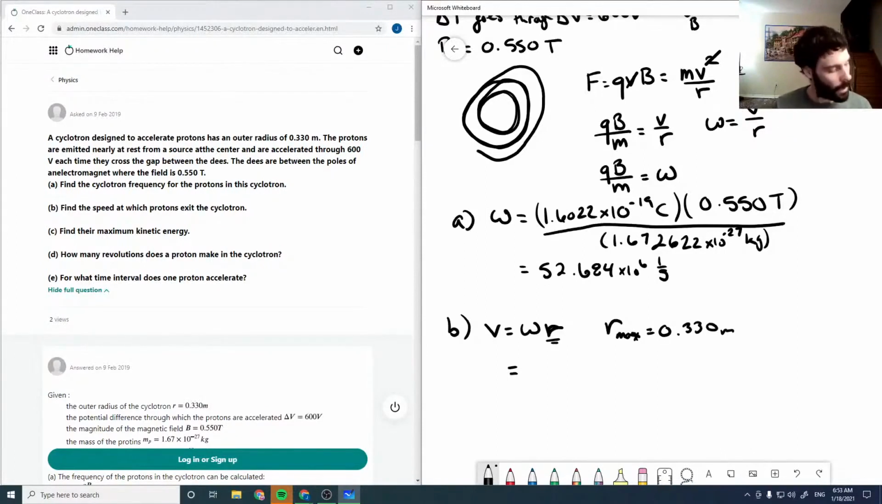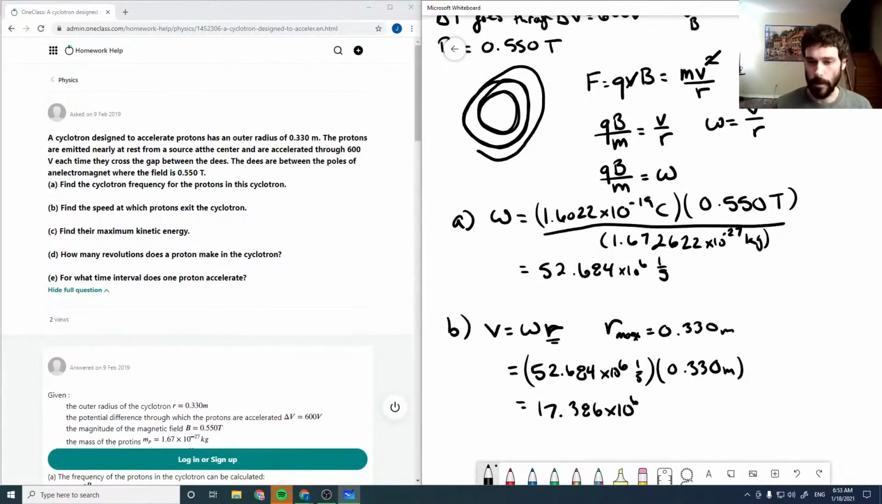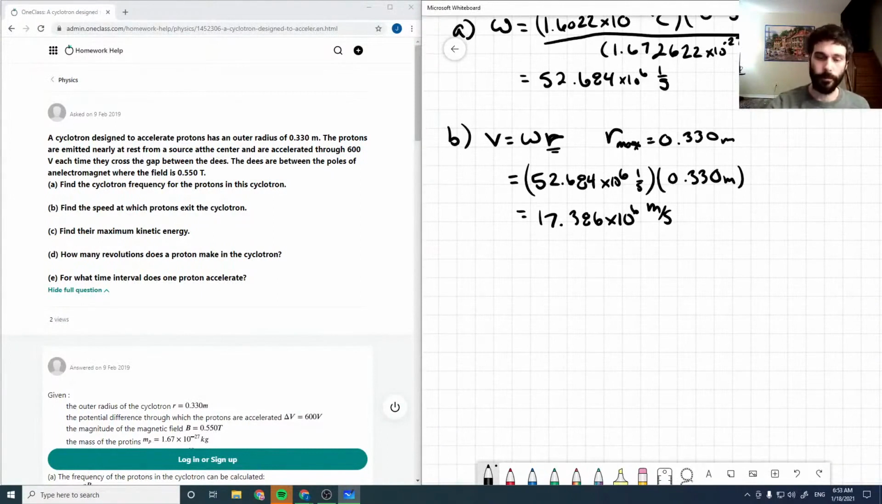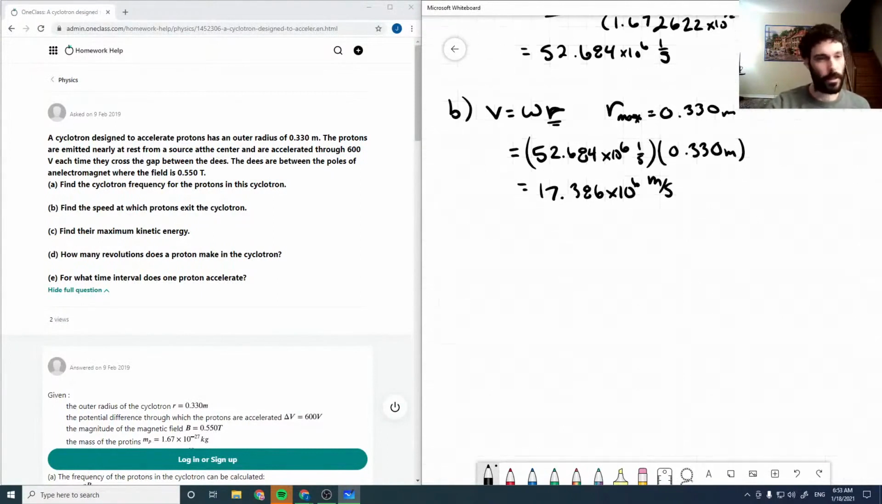So our V at maximum is 52.684 times 10 to the 6, 1 over seconds, times this 0.330 meters, which is 17 times 10 to the 6 meters per second, which is very high, right? So remember, the speed of light is 3 times 10 to the 8. So this isn't quite there, but it's getting close.